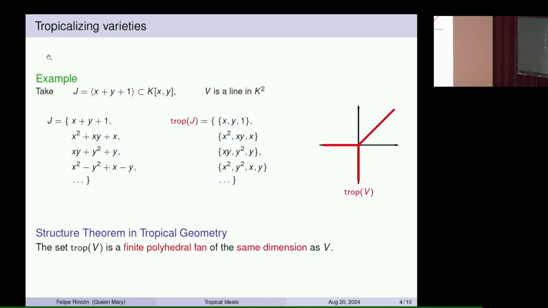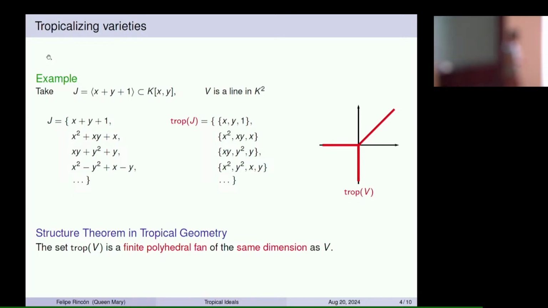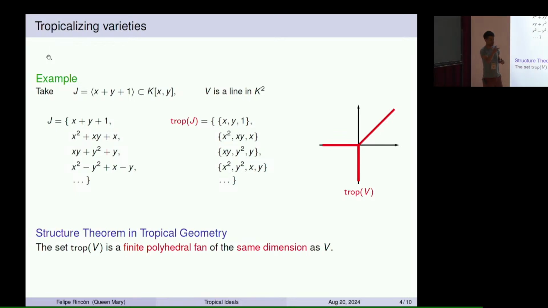Maybe I'll say, one of the basic theorems that people use in tropical geometry, which is not completely obvious, is that what you get here is a finite polyhedral object, a finite polyhedral fan. So a fan is just a collection of cones. A cone is just the positive span of some vectors. And then what you get here is a union of cones. That's what a fan means. So here we see 3 cones, this cone, this cone, and this cone.